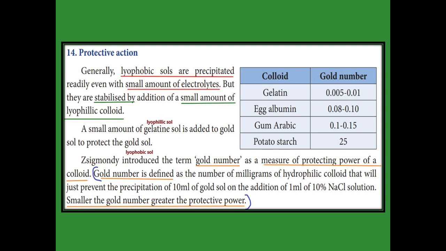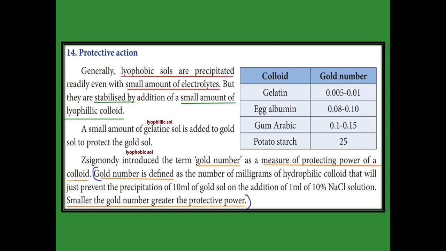Protective action we have already learned. When compared to the lyophilic sol, the lyophobic sol is less stable. It can be precipitated even by a small addition of electrolyte. So we have to stabilize the lyophobic sol by adding a small amount of lyophilic colloid. For example, gold sol is a lyophobic sol. That lyophobic sol is stabilized with the help of gelatin sol. The gelatin sol is a lyophilic sol. So the lyophobic sol is stabilized with the help of lyophilic sol.